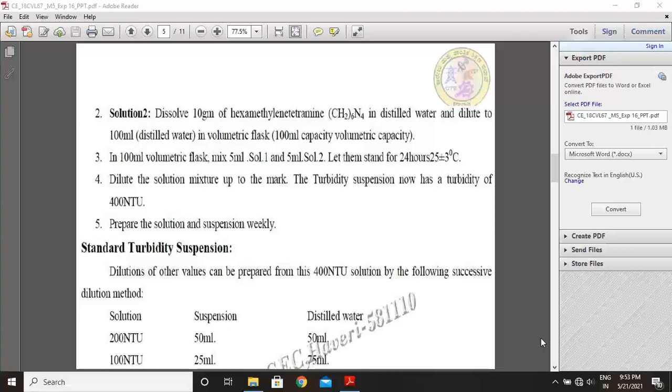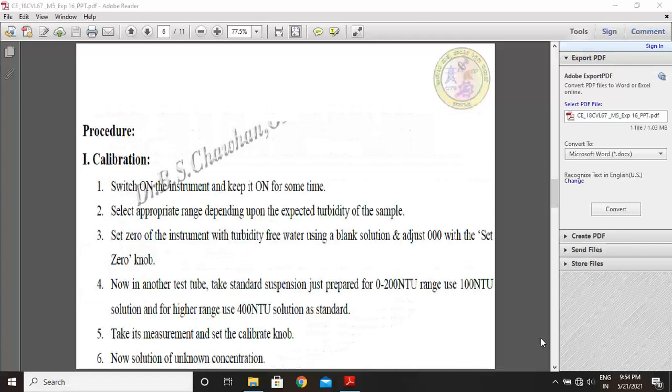If you want a 100 NTU solution, then you take 25 ml suspension and 75 ml distilled water. So that is the procedure to get 100 NTU or 200 NTU solution. These are the main steps to prepare solution 1 and solution 2 to conduct the experiments. Now let us see the procedure, how to proceed with these experiments after preparation of the calibration solutions.